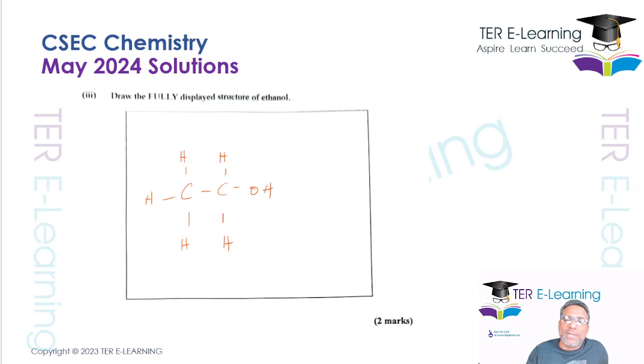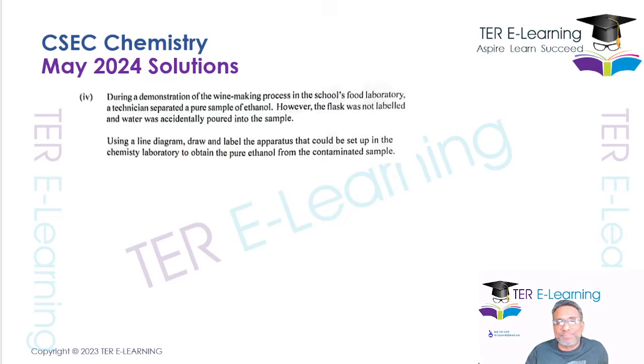Right, so that's ethanol there. Easy 2 marks. Next part here: during a demonstration of the winemaking process in the school's food lab, a technician separated a pure sample of ethanol. However, the flask was not labeled and water was accidentally poured into the sample. Using a line diagram, draw and label the apparatus that could be set up in the lab to obtain pure ethanol from the contaminated sample.